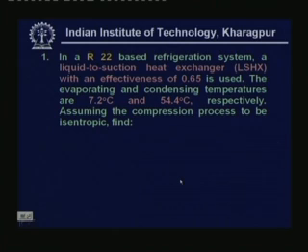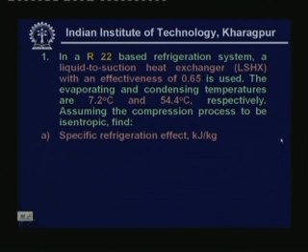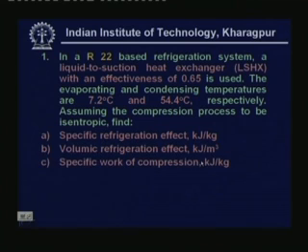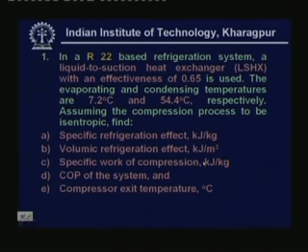The first problem is like this: in an R22 based refrigeration system, a liquid to suction heat exchanger with an effectiveness of 0.65 is used. The evaporating and condensing temperatures are 7.2 degrees centigrade and 54.4 degrees centigrade respectively. Assuming the compression process to be isentropic, find the specific refrigeration effect, volumic refrigeration effect, specific work of compression, COP of the system, and finally the compressor exit temperature.